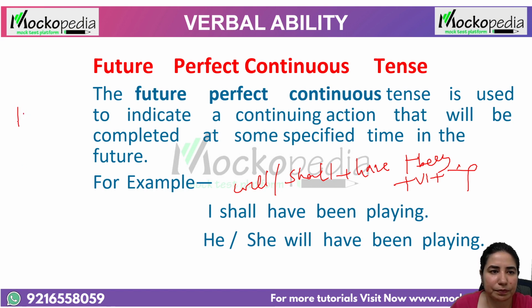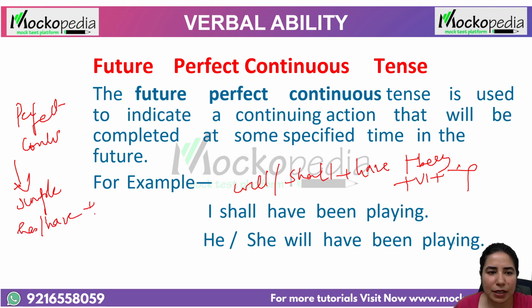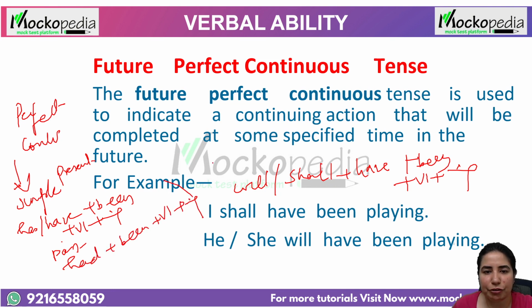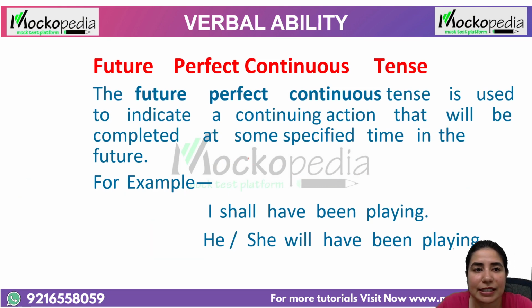So if it is simple present, then it will be has or have plus been plus verb first form plus ing. And if we talk about past perfect continuous, it would be had plus been plus verb first form plus ing. And for future, I've just written the formula for you. Right. So now I'm sure we are sorted with the tenses.